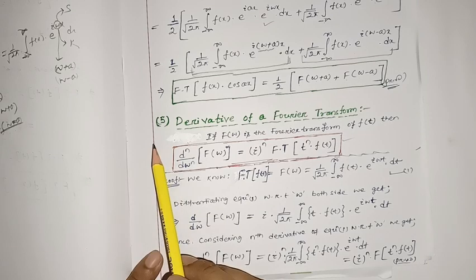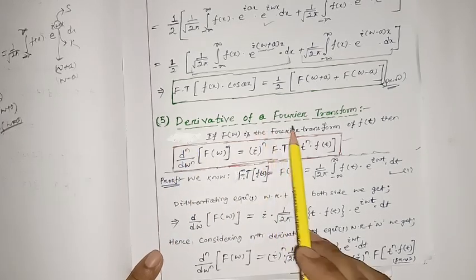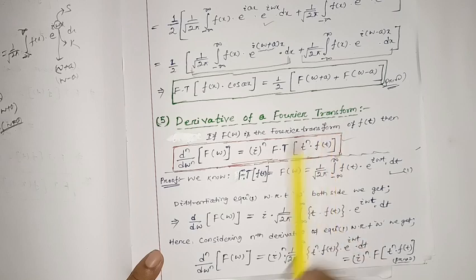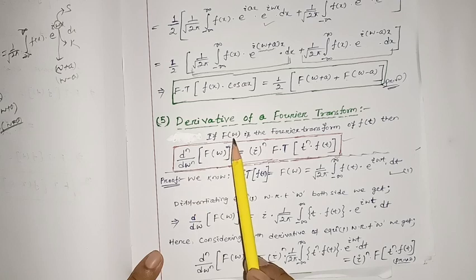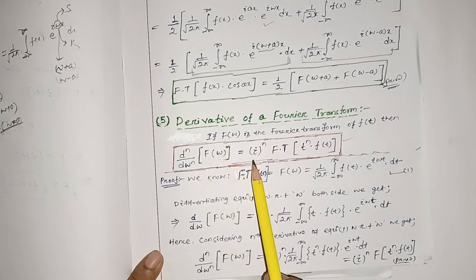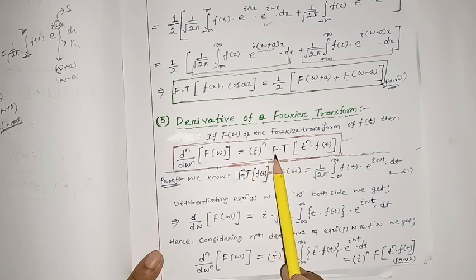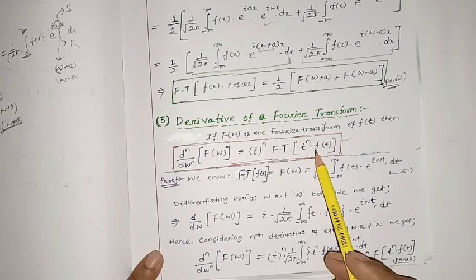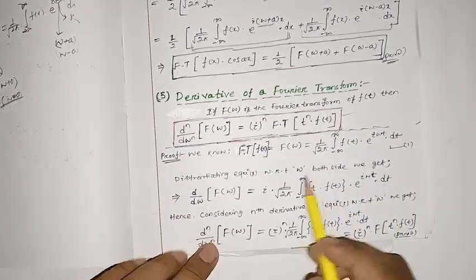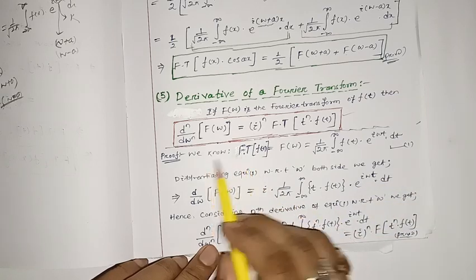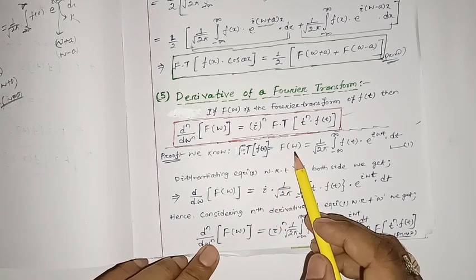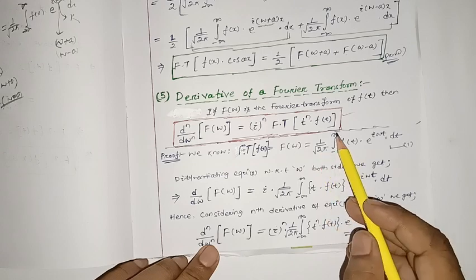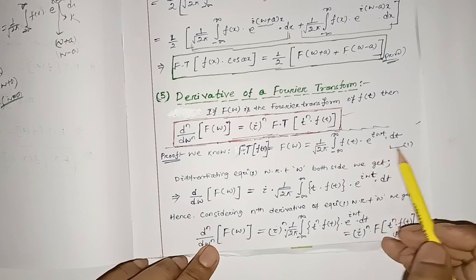The next property is your fifth one, the derivative of a Fourier transform. According to this property, if capital F omega is the Fourier transform of small f of t, then the nth derivative with respect to omega of capital F of omega will be equal to I to the power n times the Fourier transform of t to the power n into f of t. How can we prove it? It is very easy. In general, the Fourier transform of f of t, or capital F of omega, is written as 1 by root over 2 pi, minus infinity to plus infinity, f of t e to the I omega t dt. Let this be your equation number 1.